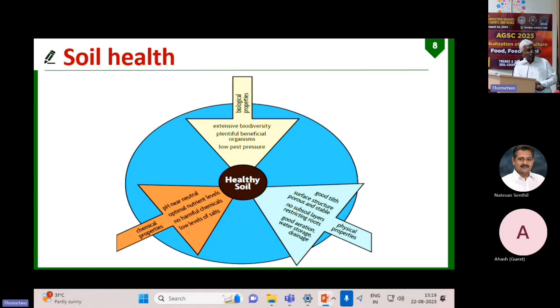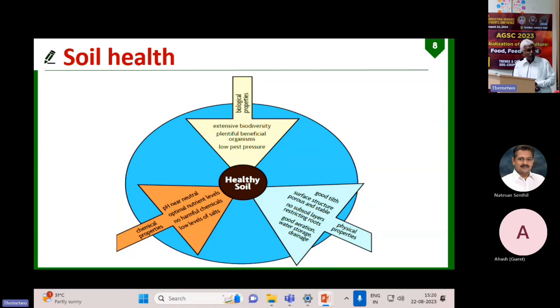This is another indication of how soil health is indicated. In the case of chemical properties, the soil health can be judged: the pH should be normal, and there should be optimal nutrient levels. The NPK and micronutrients present in the soil should be at optimum levels. There should not be any harmful chemicals present in the soil, to make the soil more healthy. There should be low levels of salts. If there are more salts, that ultimately hampers crop growth. Except for some plants, no other plants will survive at high salt conditions.